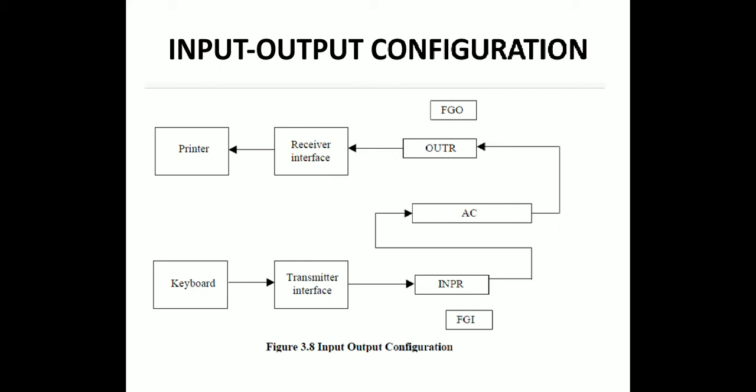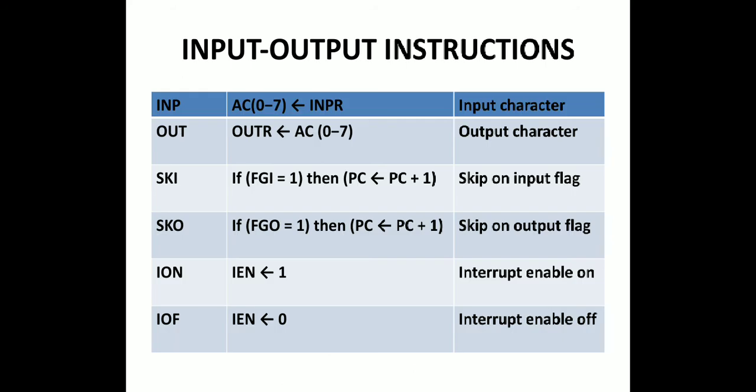Now the different input output instructions are, the first is INP. INP means we are supplying input. The content of input register is supplied to the accumulator. We know that the size of input register is 8 bits because 1 byte is transferred at a time, 1 character is transferred at a time. So we input 1 character. So INPR, the input register, supplies the value to accumulator, but the size of accumulator is 16 bits, so we only use the lower bits from 0 to 7 for supplying the information of input register.